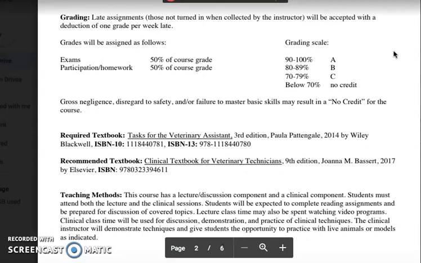So how do you get your grades? Well, you have exams, that's half of your grade, and then you have the participation and homework portion, which is another half of your grade. And the grading scale is typical, A, B, C, and then for our program, below a C is no credit, meaning that you can't progress in the program.